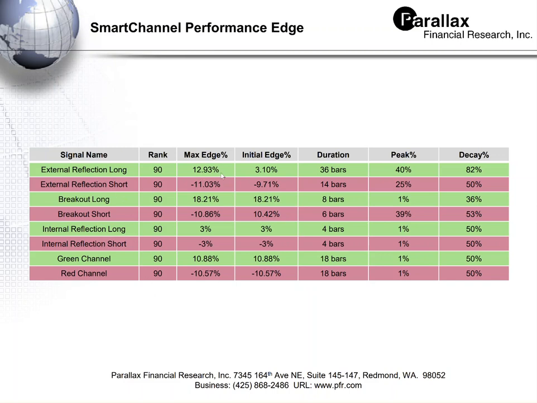The external reflections have a 13% edge for longs, 11% for shorts. Breakouts, 18% for longs and 11% for shorts. Internal reflections, not so much.